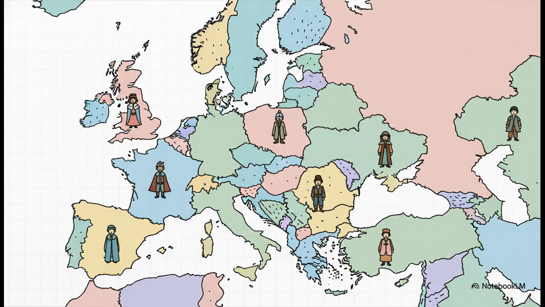For example, look at the Habsburg Empire. It ruled over so many different people: Austrians, Hungarians, Italians, and many more. They all spoke different languages and had different cultures. There was no feeling of a shared identity that could unite them.